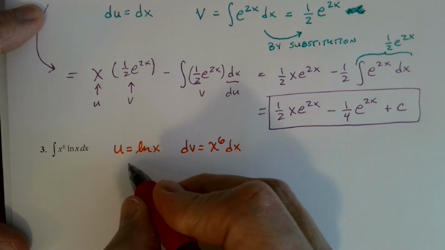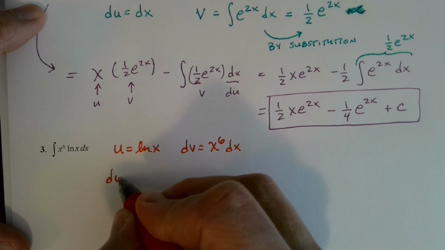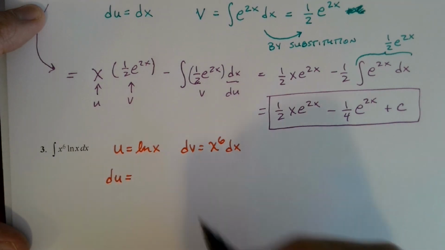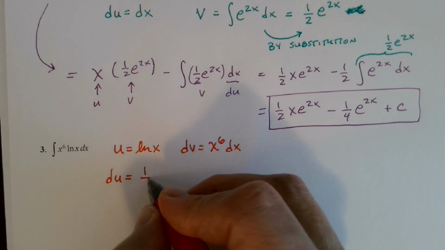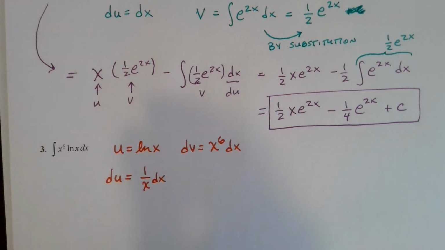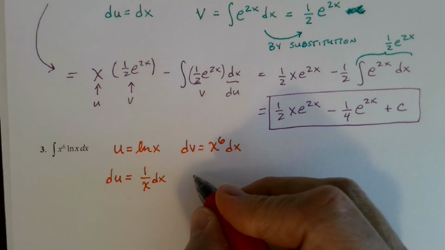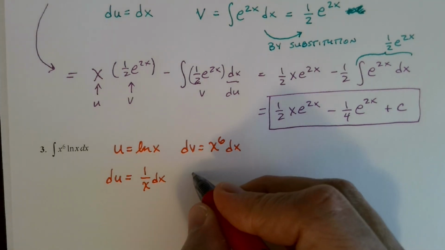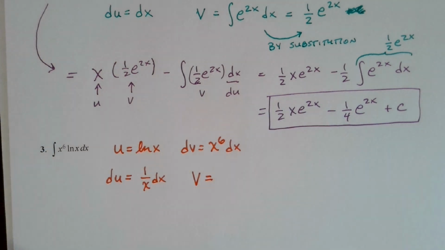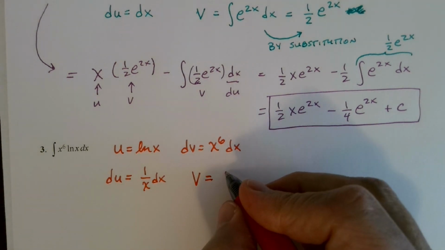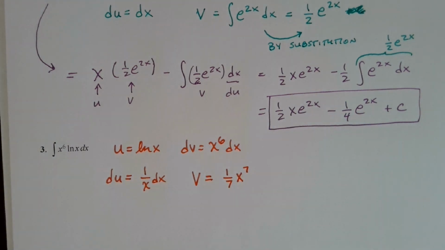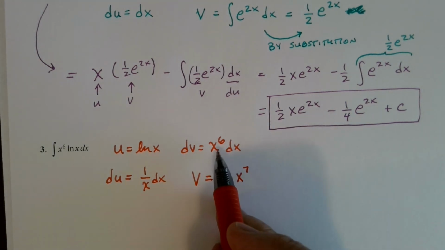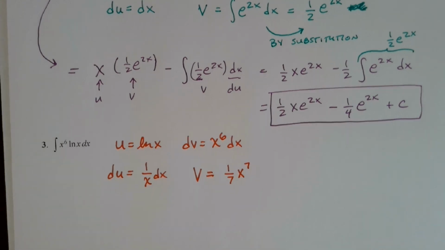Now be careful, again, we differentiate here. What's the derivative of u with respect to x? What's the derivative of natural log of x? That's 1 over x. So I get 1 over x dx. Here I integrate, right? So what's the antiderivative of x to the 6th? It's power rule, right? It's 1/7 x to the 7th. Take the derivative of v and you get x to the 6th dx.